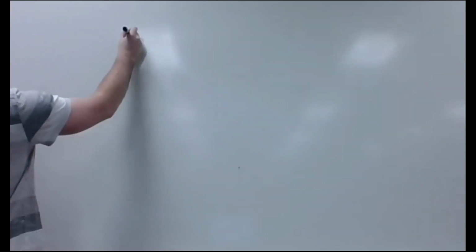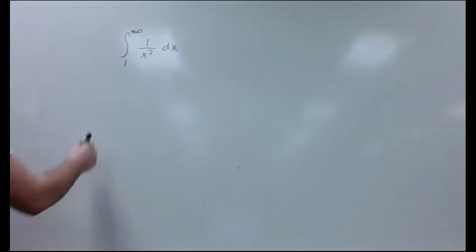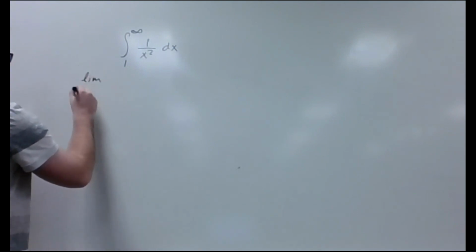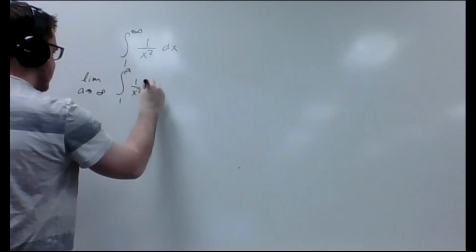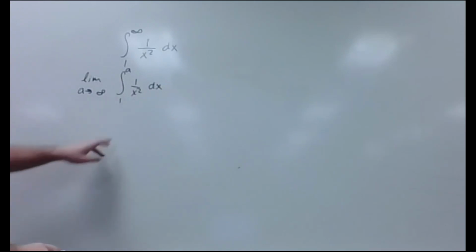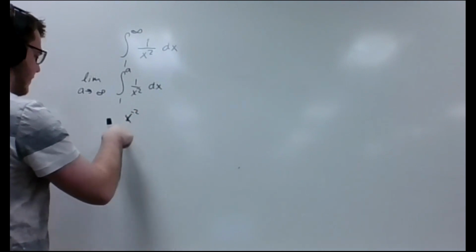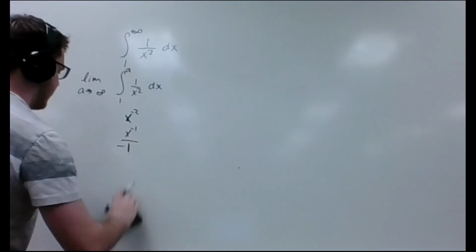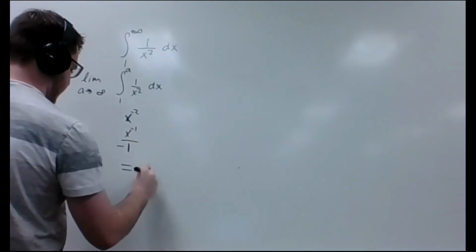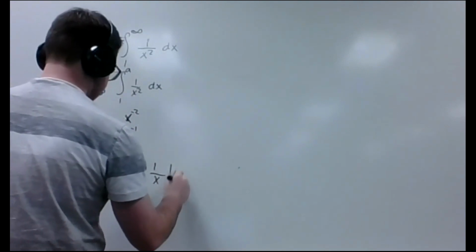So if we take the same problem, we have the integral from 1 to infinity of 1 over, let's say, x squared dx, right? So we're going to do the same thing. We're going to pull a limit as a approaches infinity, and put some bounds like this. And so now we solve that. So that's x to the negative 2. We solve the integral. That would be x to the negative 1 over negative 1. So that's equal to negative 1 over x evaluated from 1 to a.